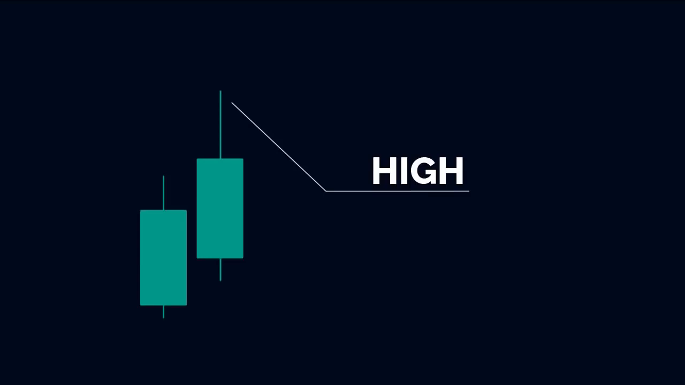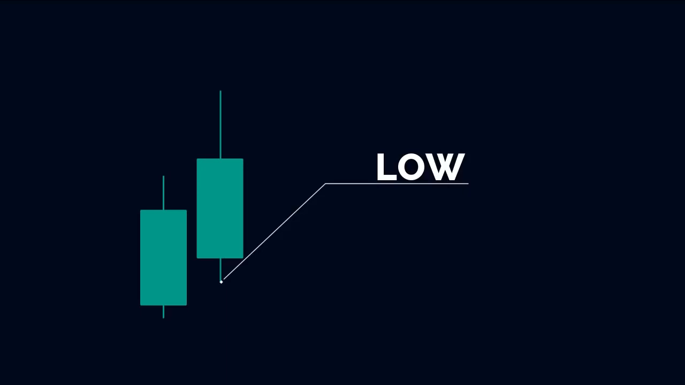The high of the Heikin Ashi candle is simply the highest price at which the asset has traded for that particular period of time. Similarly, the low of the Heikin Ashi candle is the lowest price at which the asset has traded for that particular period of time.